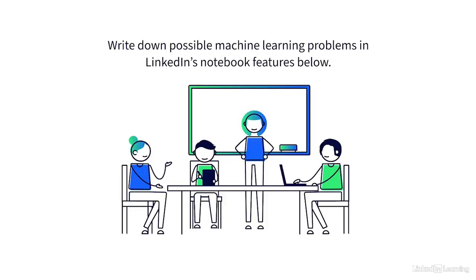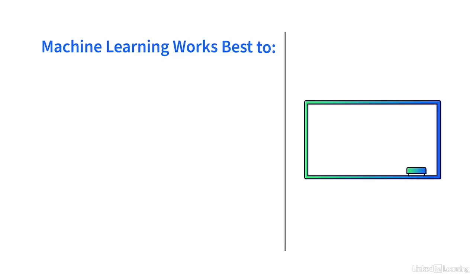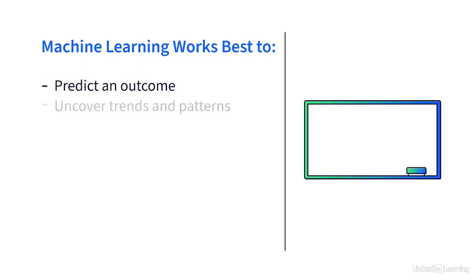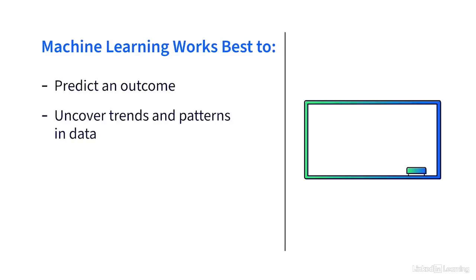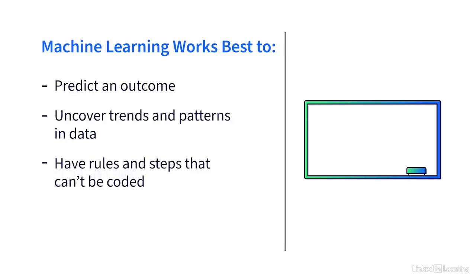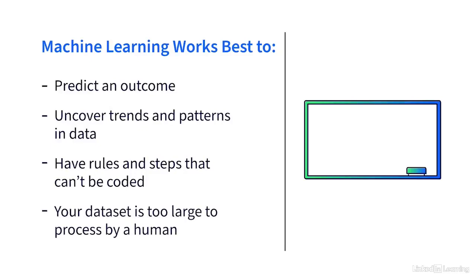Start to think of a problem that you think machine learning could solve and make notes in a text editor or LinkedIn's notebook feature, and we'll uncover together whether or not your idea would be a good candidate for machine learning. I've found that machine learning works best when you need to predict an outcome, uncover trends and patterns in data, have rules and predetermined steps that cannot be coded, or your data set is too large to be processed by a human.